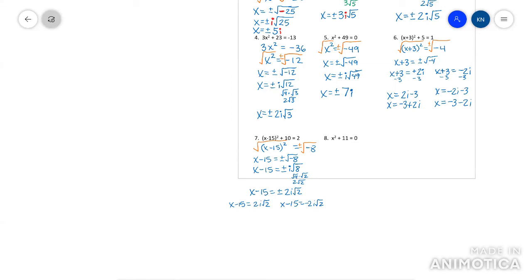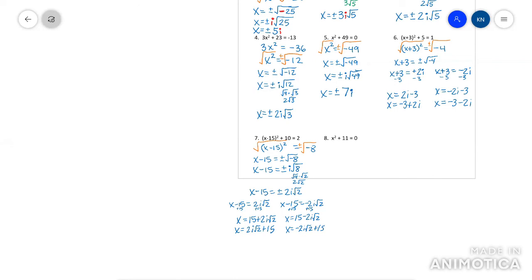But again, these are not like terms. So my answer here, if you were to add 15, I guess I'll show that, plus 15. Okay, my answer here would be 15 plus 2i root 2. But again, it doesn't matter the order. So you could put 2i root 2 plus 15. That's also acceptable. And then on the second one, my answer would be 15 minus 2i root 2, or you could have put it as negative 2i root 2 plus 15.